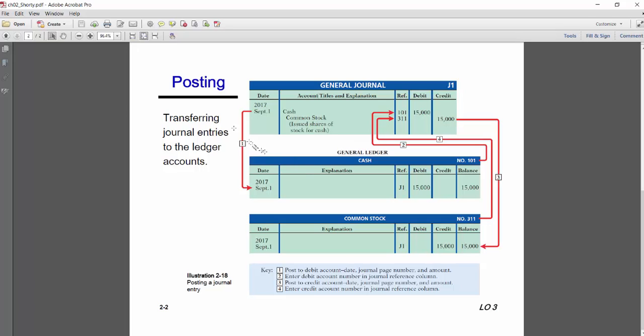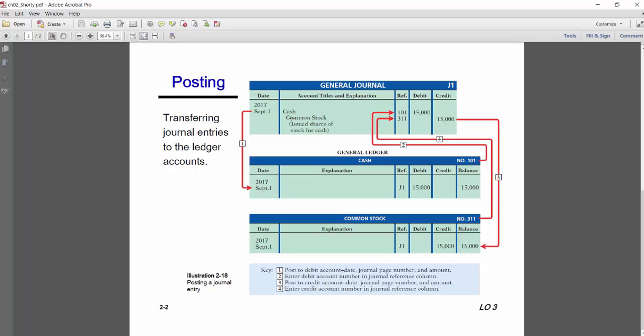So when we do the posting process, we recopy from the journal to the ledger, meaning pick up the date of the entry that we're working on, find the account or accounts being debited, go to the general ledger for that account, and put the date in there. Don't need an explanation unless it's something like a closing, adjusting, or correcting entry. Say the journal page that it came from in the reference column, and recopy that debit to here. Now if there was no balance in cash before, the balance will now be only $15,000, and we would call that a debit balance because the debit made it go up.